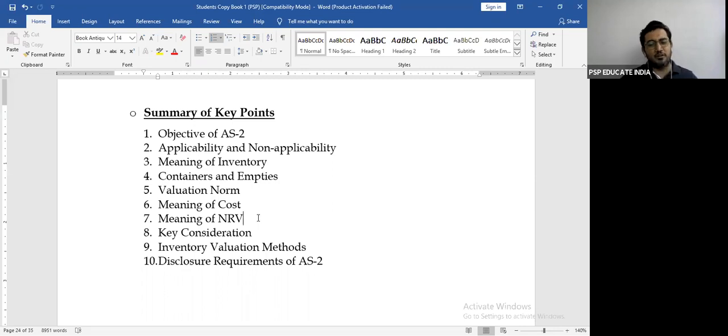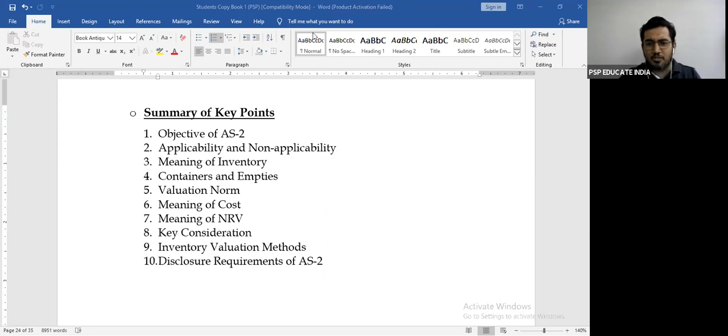Right, and finally, we saw disclosure requirements. What is the cost formula that you are using needs to be disclosed, and what is the accounting policy for inventory is also to be recorded. You will also classify the entire inventory into raw material, WIP, finished goods, and others. Sorry, spare parts and others. So this is how you will be classifying your value of inventory. Right, that brings you to the end of the entire accounting standard 2.